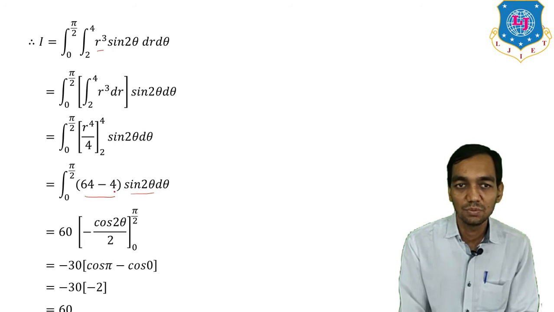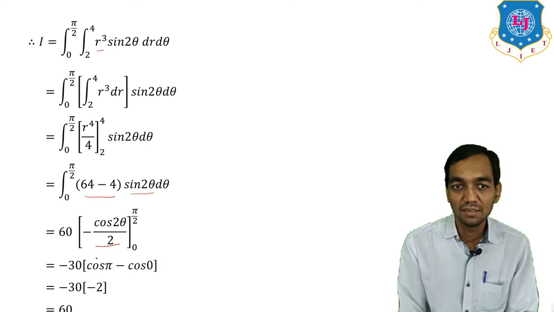Now 64 minus 4, that will be 60, is a constant, so take it common out, and the integration of sine 2 theta is minus cos 2 theta upon 2. Now substitute, take the minus common out and put the limits, upper limit minus lower limit. So you will have cos pi minus cos 0.